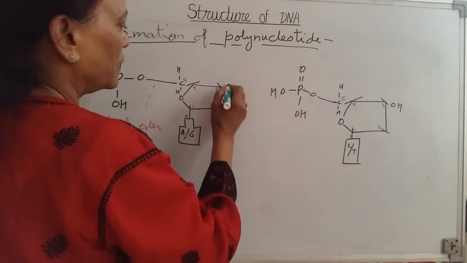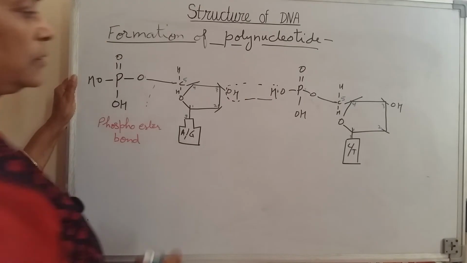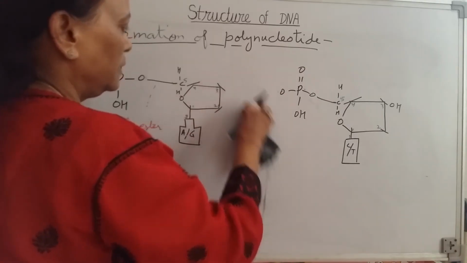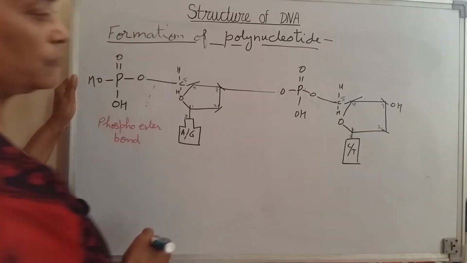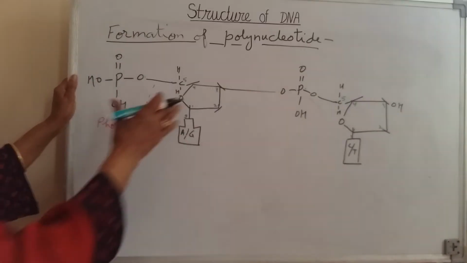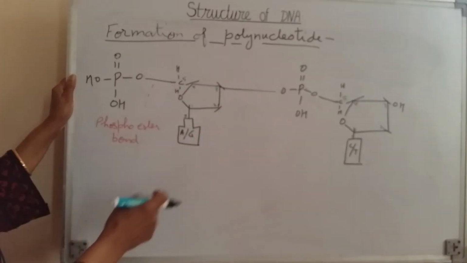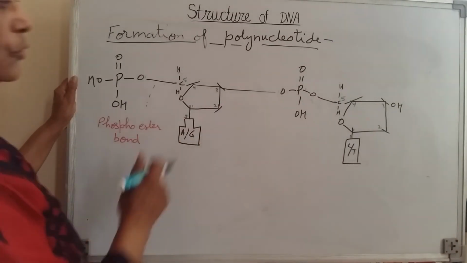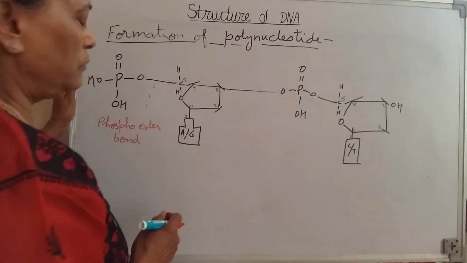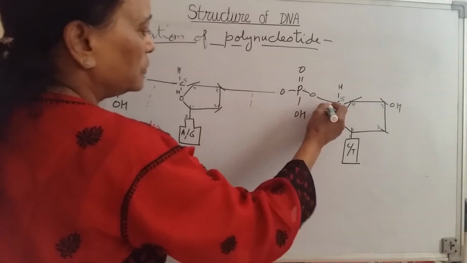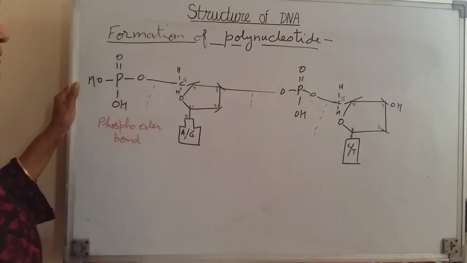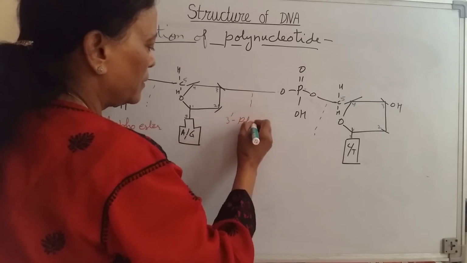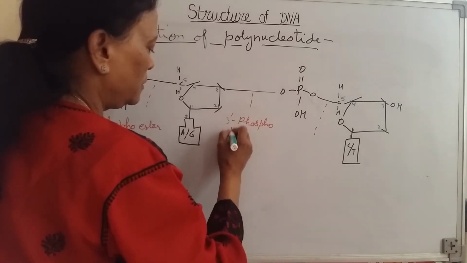Then this OH and this H combine, and they form water. Water is liberated, and this sugar gets attached with the phosphate of the next nucleotide. This is OH of sugar at position number 3. This is phosphate attached with carbon at position number 5 of the next nucleotide. This is also phosphoester bond. But what is the difference? Here the carbon number 3 is involved in this, so it is called the 3-phosphoester bond.